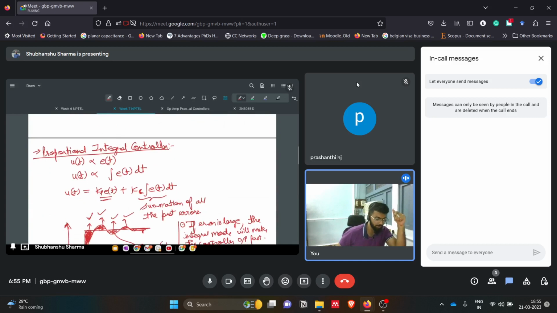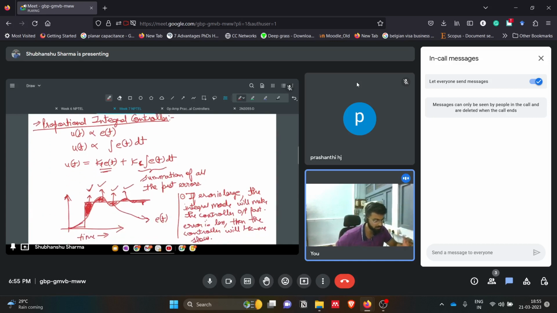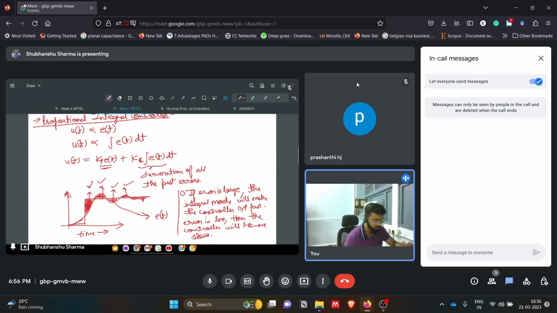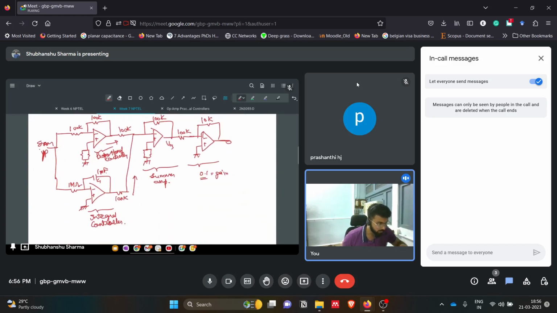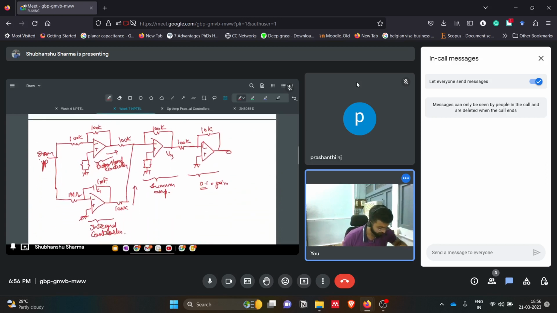Then we came to the proportional integral controller. So this was doing the function of a proportional controller also, as well as integrating the error signal. So it was summing all the past errors. And thus one property of this integral controller is that if the error is large, this integral mode will make the controller output fast, and if the error is less, then the controller output will be slow. Okay, then we saw how we can realize this circuit using these op-amps.